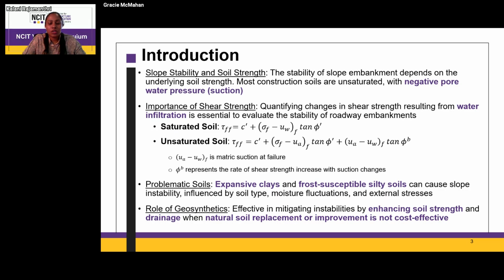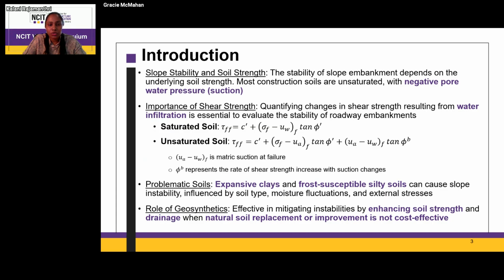First, slope stability and soil strength are considered some of the essential factors for embankment stability. They mainly depend on the shear strength of the underlying soil. In construction, we often work with soil that is unsaturated, so it has negative water pressure or suction, which plays a big role in stability. The next thing is the shear strength. Shear strength is also a critical factor, especially in the presence of water infiltration.